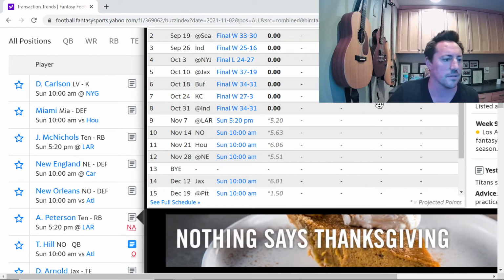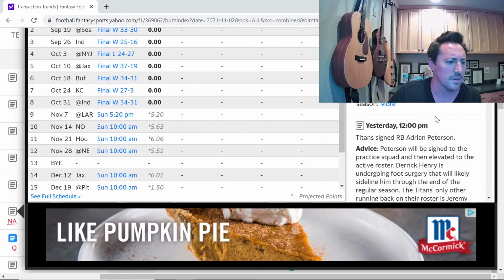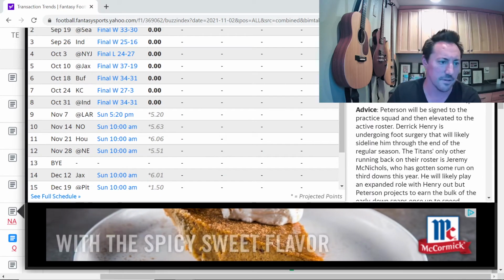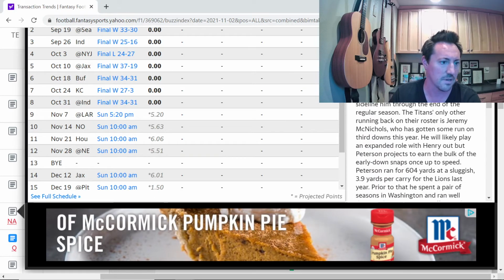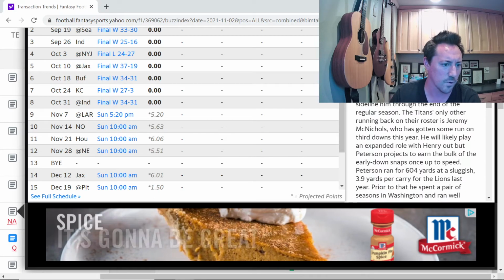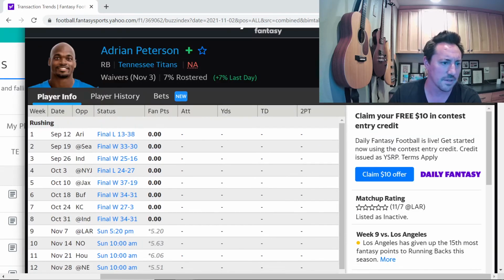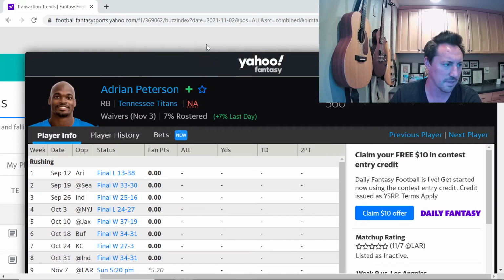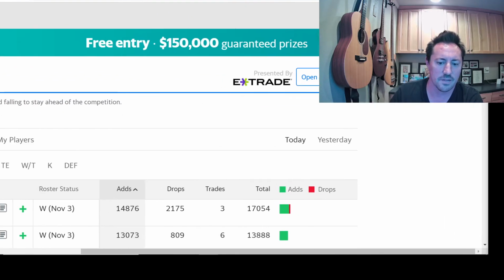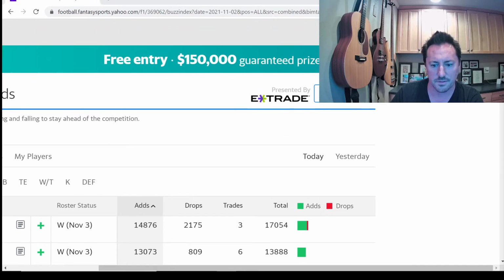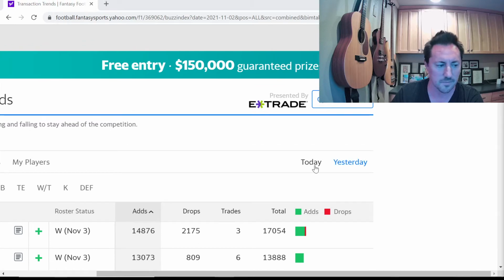Let me see if I can get this on the screen. He was signed to the practice squad roster, and then he'll be elevated. He's probably going to be someone who gets some work as well. So I would even consider adding Adrian Peterson like it's still 2005. But, a running back's a running back. If you get your points, points are points. It doesn't matter where they come from.